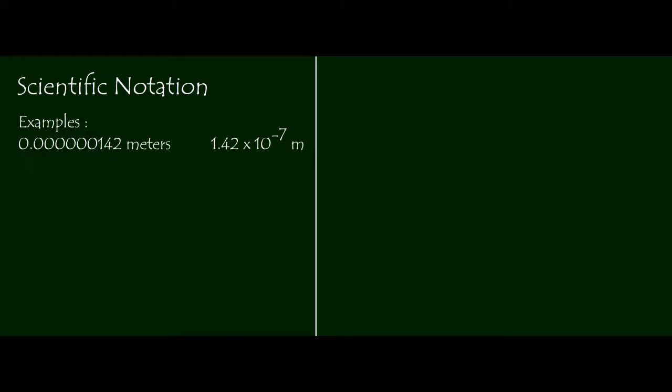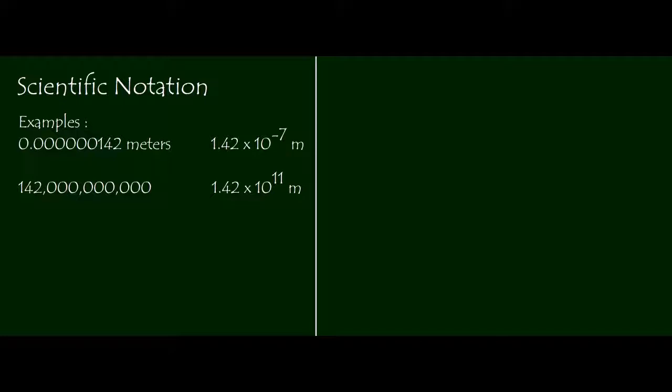So now let's look at another example. 142 billion. So now we'll do the same process, but in the opposite direction. This time, we'll count how many decimal places it takes for the 1 to move to the right so that it can be just to the left of the decimal point. And we see that it's 11. So that gives us 1.42 times 10 to the 11th power meters.